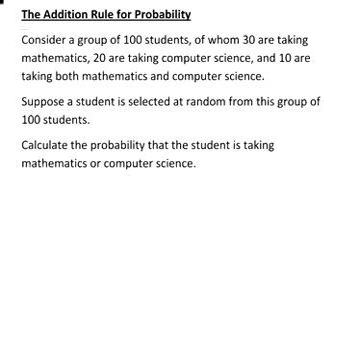In this demonstration, we're going to look at how to use the addition rule for probability in a simple statistics and probability question. So we have a group of 100 students, 30 of which are taking mathematics. We're going to denote that M, that's our event, mathematics, 20 of which are studying computer science, and 10 of which are studying both mathematics and computer science.